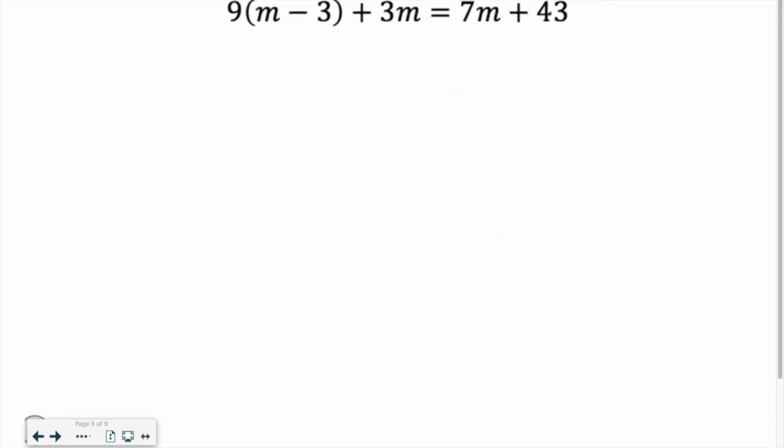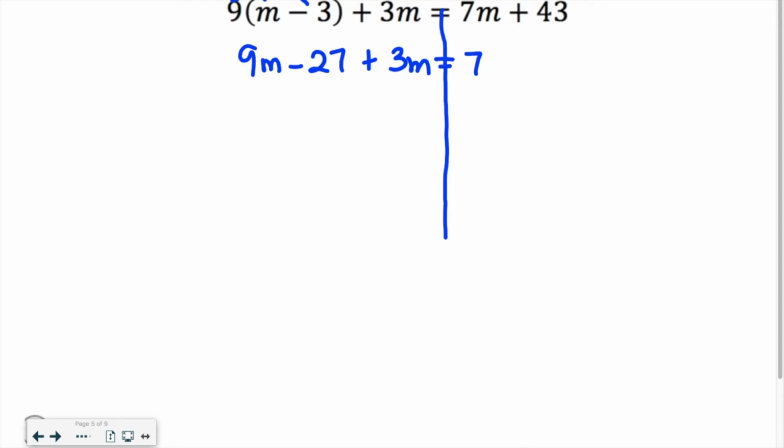All right, draw your wall again. If I can do it without erasing, there we go. And then we're going to distribute first. That's 9 times m, which gives us 9m. 9 times -3, which gives us -27. Then we bring down our positive 3m and our 7m and 43.